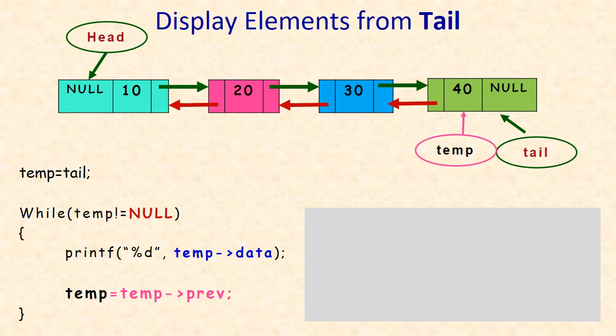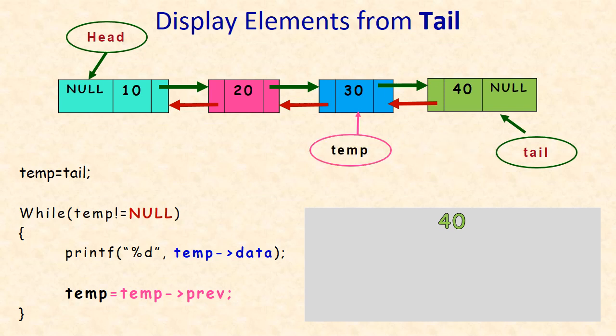Now we will see how to display elements from tail. So let me start the traversal from tail. I will assign temp equal to tail, right? And temp is not equal to null, so I will display temp data, and 40 will be displayed. Previously I did temp equal to temp next. Now I am doing temp equal to temp previous. I am traversing in reverse order.